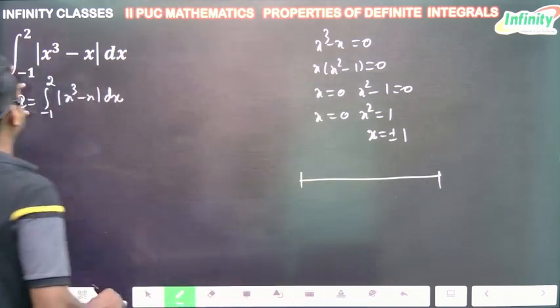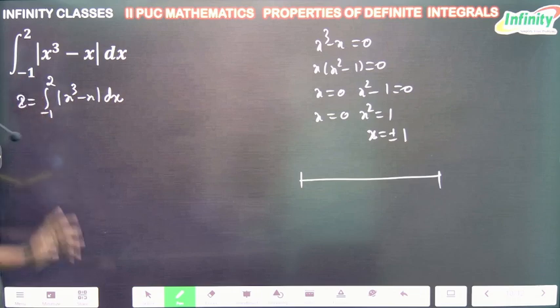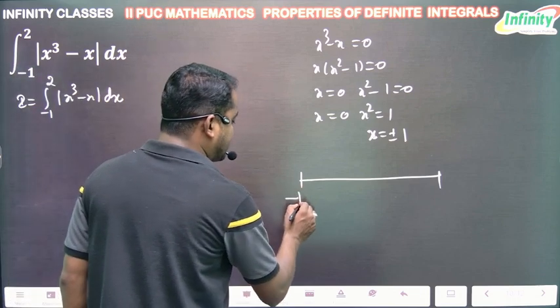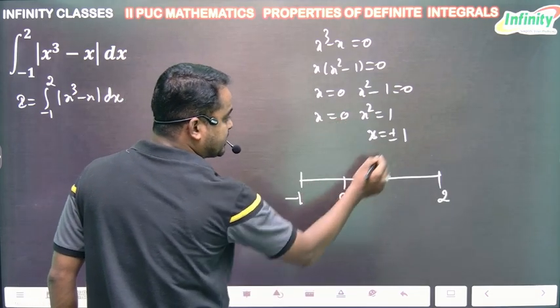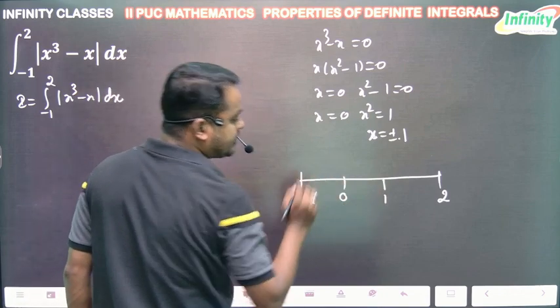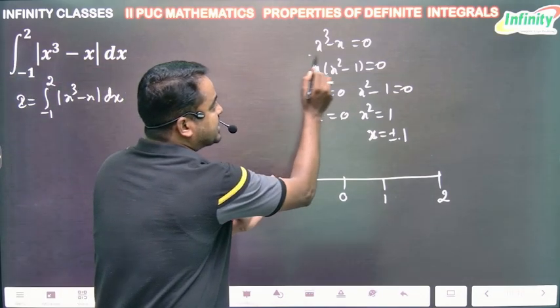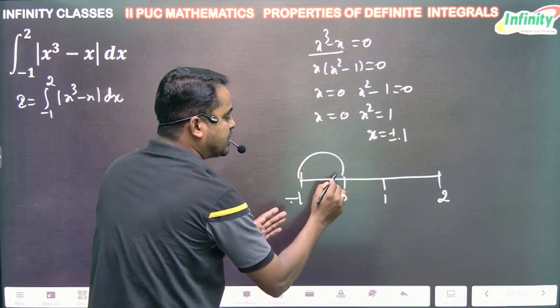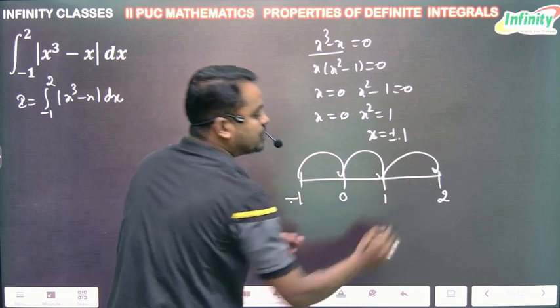So what is the actual limits? Our lower limit is what? Minus 1, and upper limit will be what? 2. First of all we will write minus 1 and 2, then this 0 comes here, and this plus or minus means already minus 1 is here, so we have to take plus 1 here. So in this way we are breaking the limits of this function x cube minus x, minus 1 to 0, then 0 to 1, then 1 to 2.